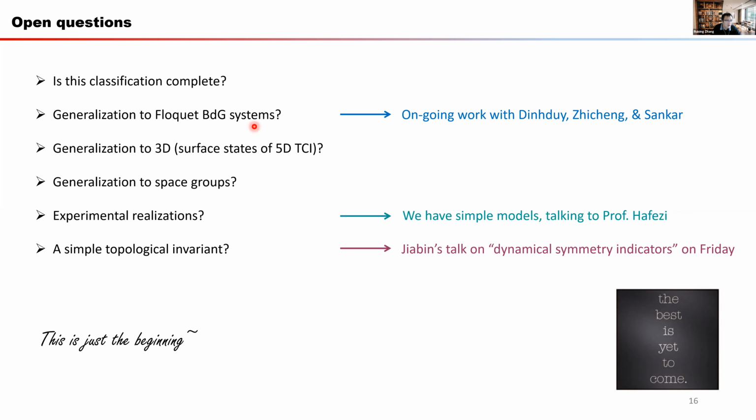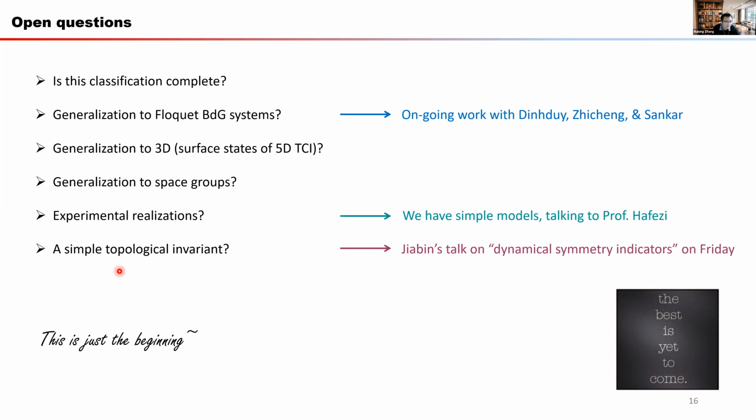And another question is, how can we generalize this idea to 3D, right? Because in that case, we need to think about the surface state of a 5-dimensional TCI, which is completely beyond my current imagination. But this is definitely an interesting question to ask. And also for the experimental realizations, in our paper we have two very simple models, which only involve nearest neighbor hoppings. So these models can in principle be realized in photonic or acoustic platforms. That's why we are talking to Mohammed to see whether these models can be realized in their setups.